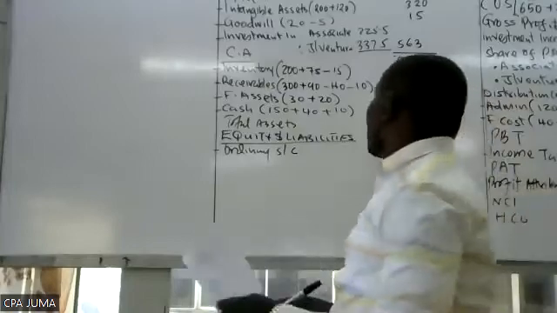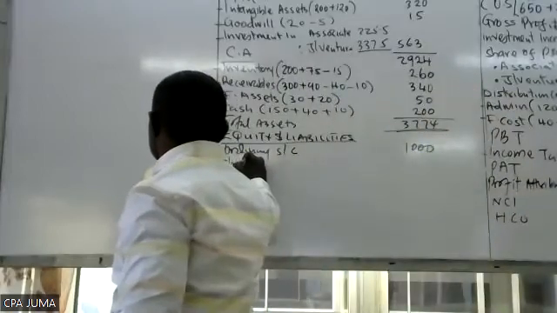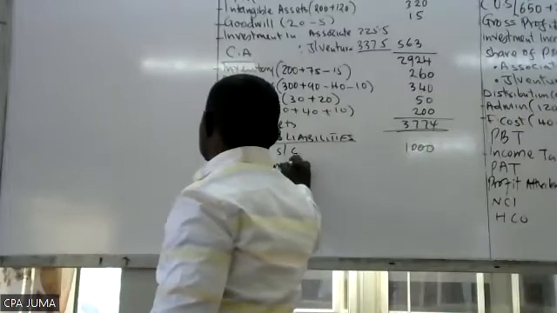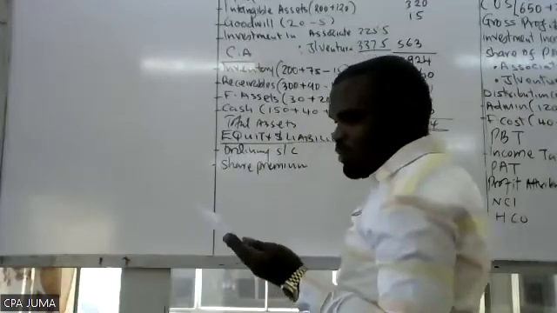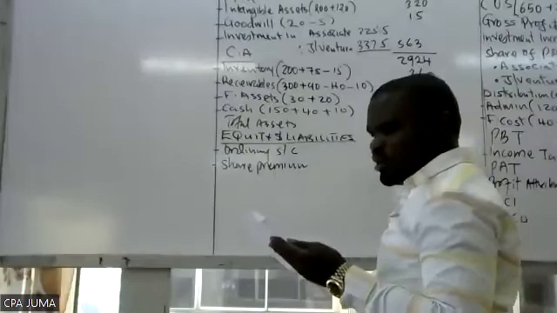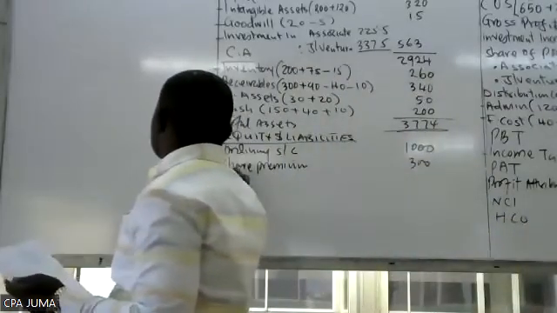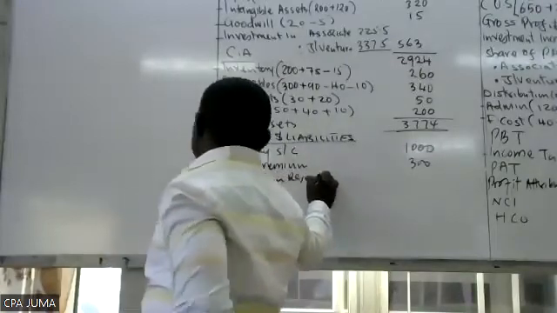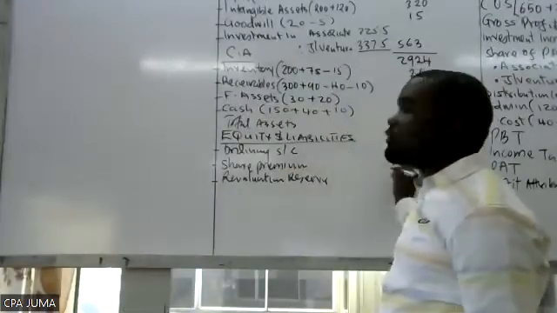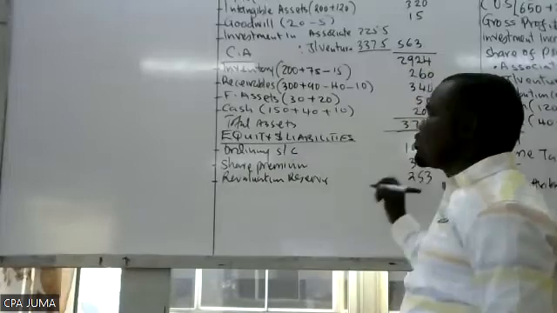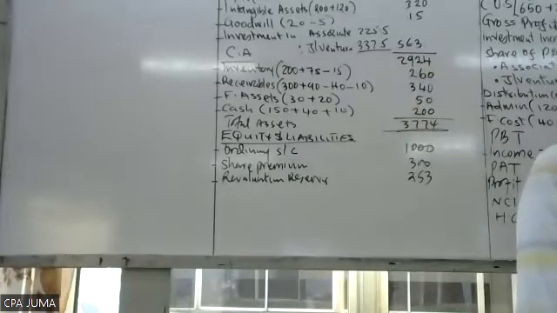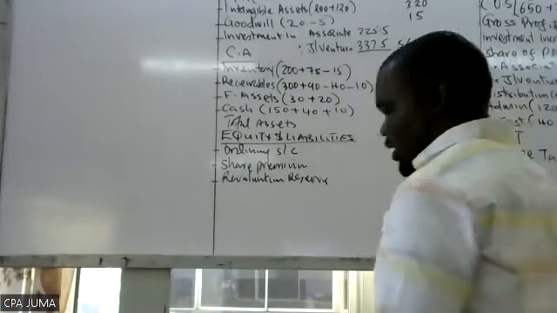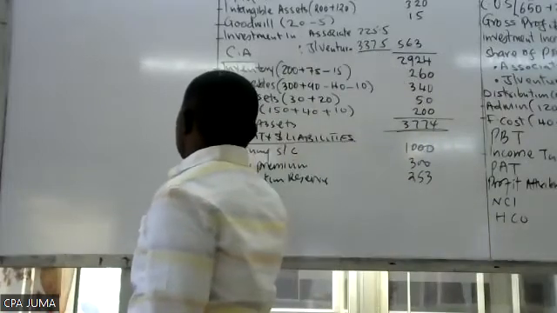Parent only. Share premium. We don't have time to reason a lot. Share premium is how much? 300. Revaluation reserve. We have just done a working here. Can you check to confirm? I remember it was around 253. Confirm very fast. 253.